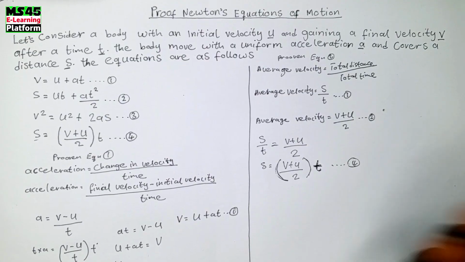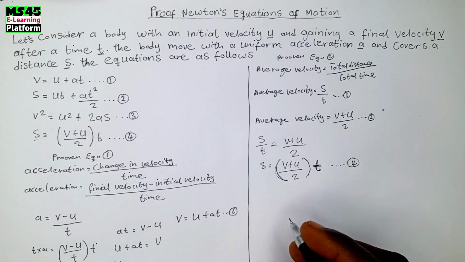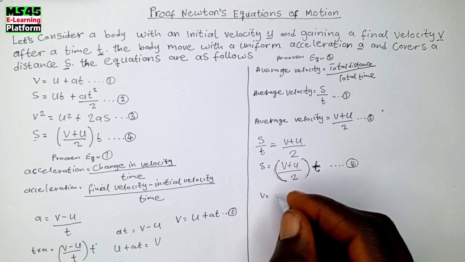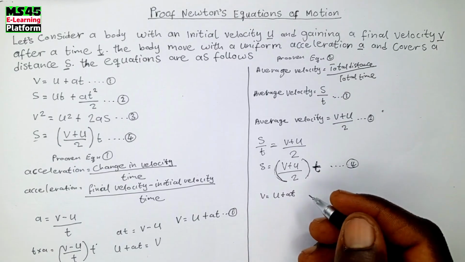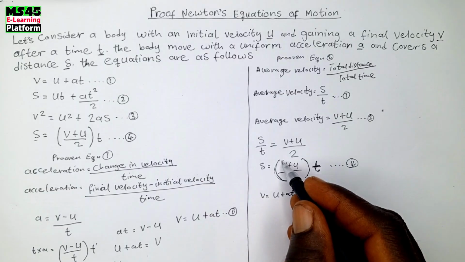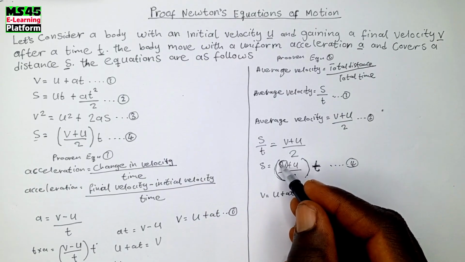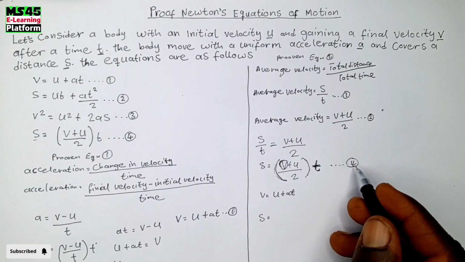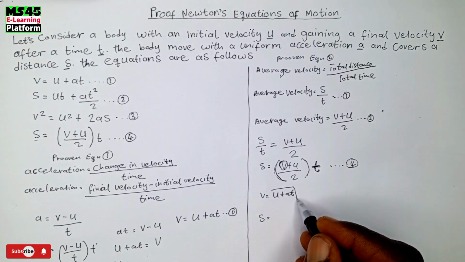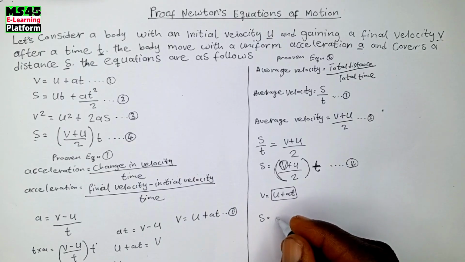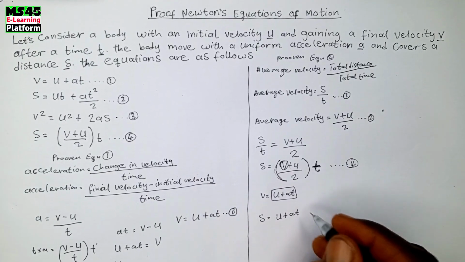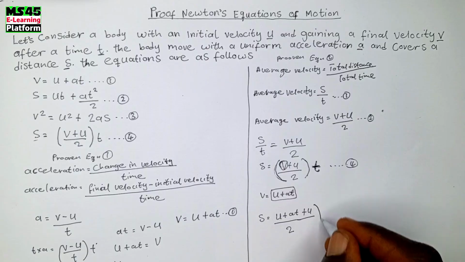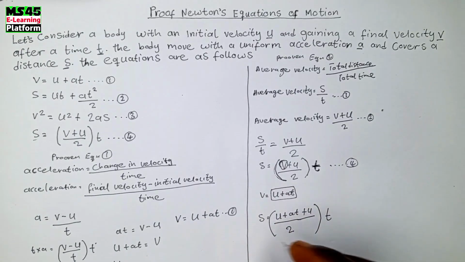You can use this equation 4 to find your total distance, that is the S. In the first equation, Newton's first equation, V is equals to U plus AT. Right here, we want to get rid of the V. We want to eliminate V. So our S will become, wherever we see V in the equation 4, let's substitute U plus AT there. So it will be U plus AT on 2 plus U here, multiplying our time.